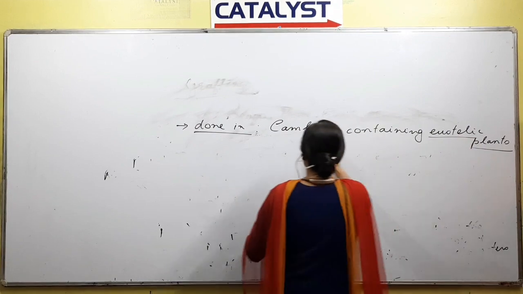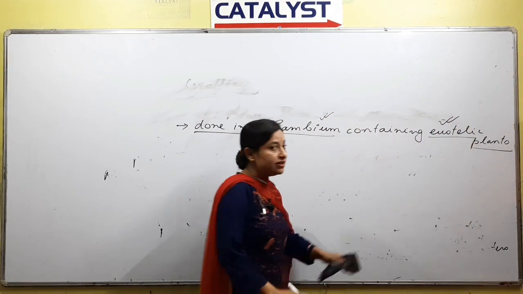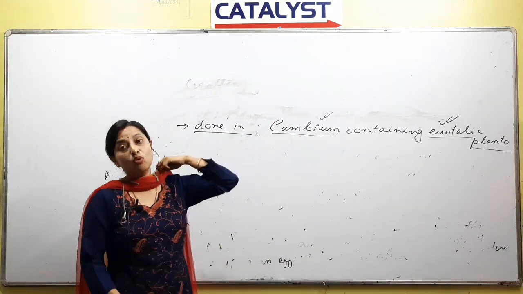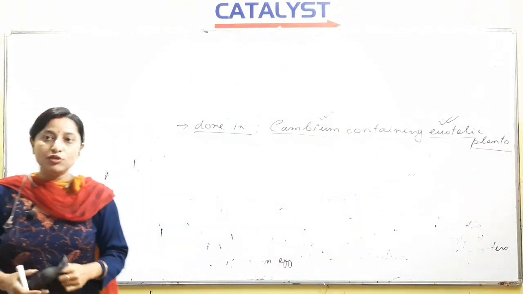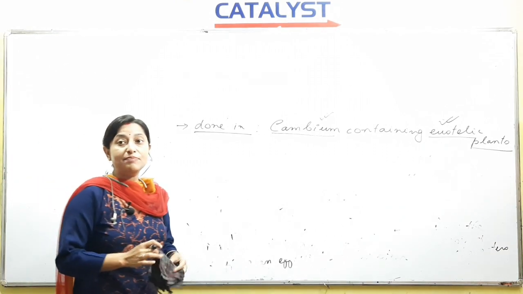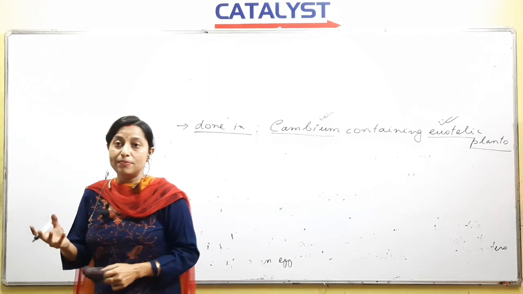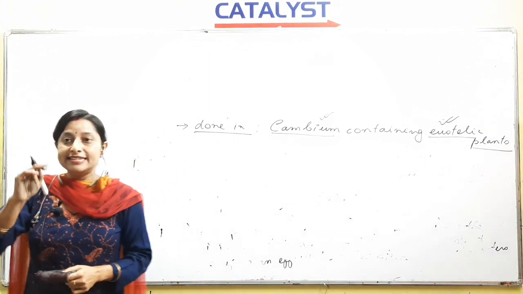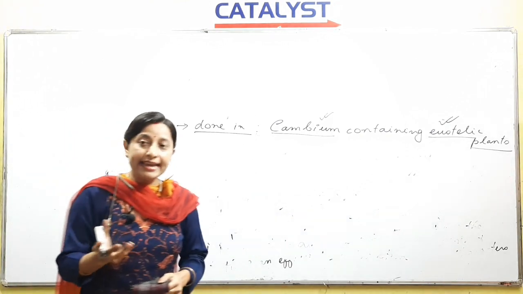So there are two important words. One is cambium and the other is eustele. First, let's come to the word cambium. What is cambium? Cambium is nothing but a tissue that we are talking about. If you remember from the plant anatomy part that you all have studied, vascular bundles were open or closed. Between xylem and phloem there is a strip of tissue. That tissue is called cambium.